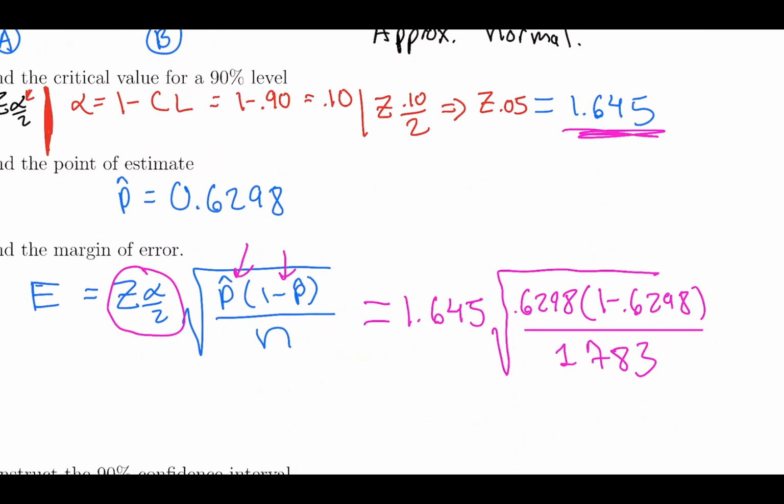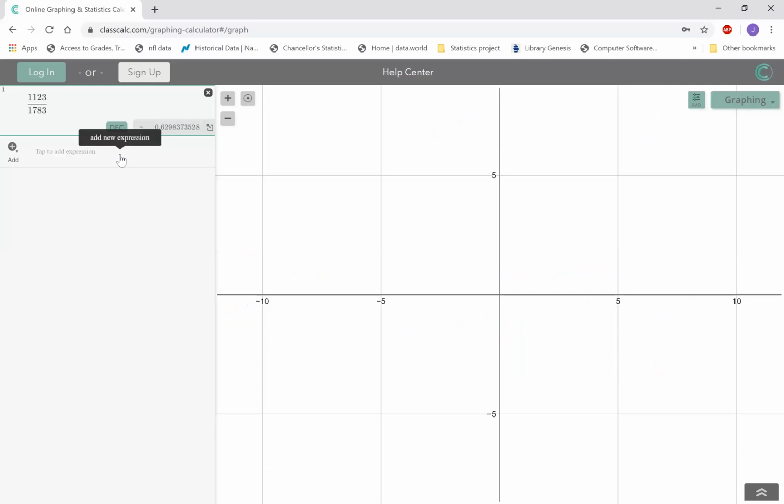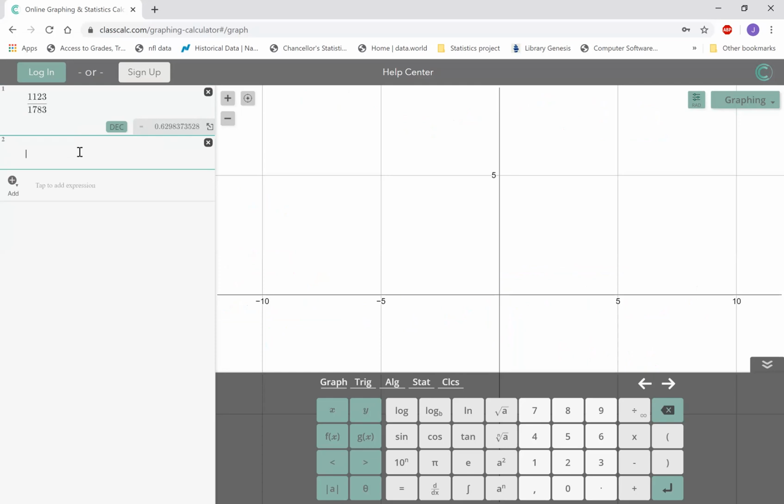Okay, so what I'm gonna go ahead and do is transition over to ClassCalc, where I could do this. So we'll go over here. All right, so in ClassCalc, first you're gonna put 1.645. Then you're gonna say, hey, let's multiply it, and you're gonna get the radical. So if you look right here, it says radical A. So in your calculator, you look for radical A. And now I'm gonna put everything under radical A.